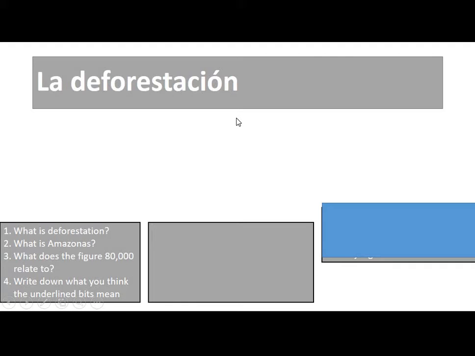So, la deforestación. I'm going to read it out to you, a bit like circle time in primary, and there'll be a set of questions here that you need to answer.